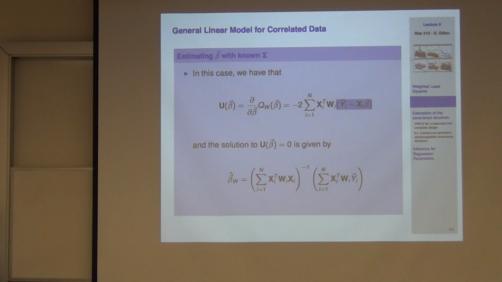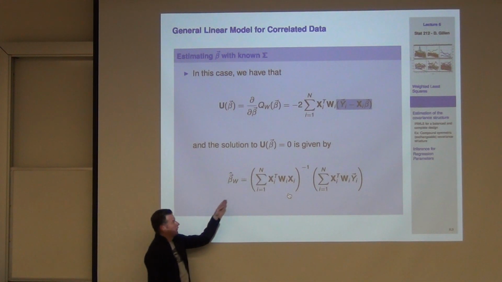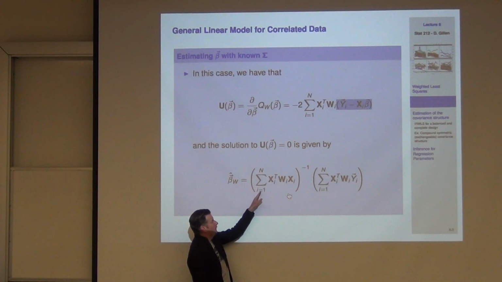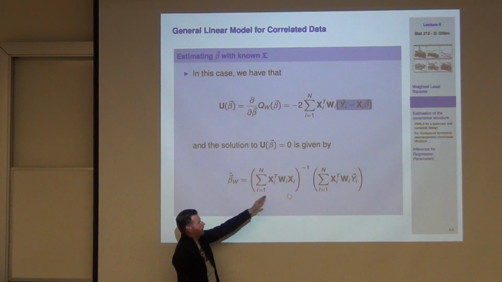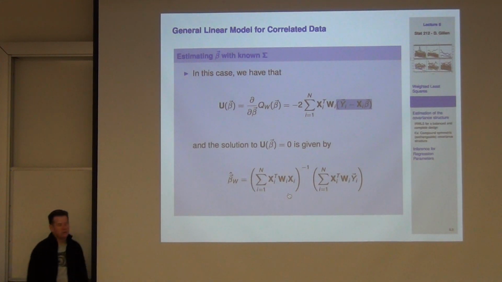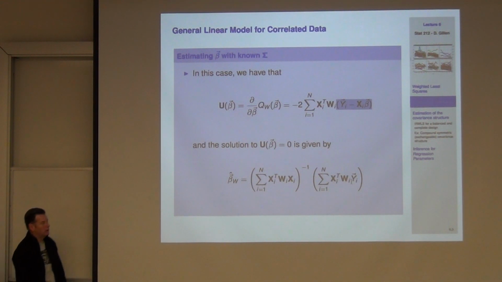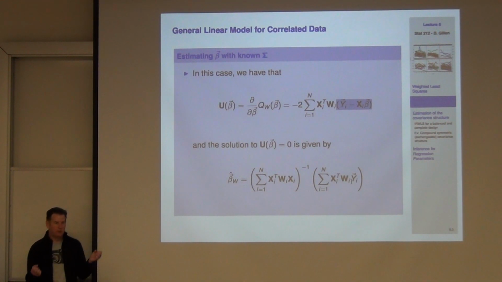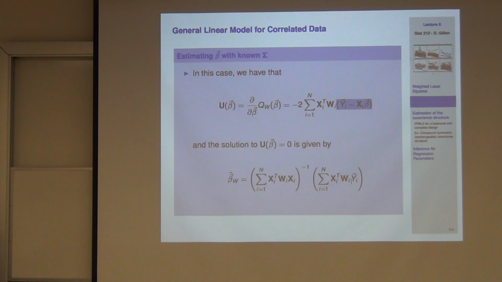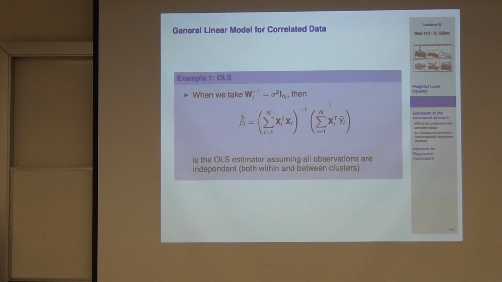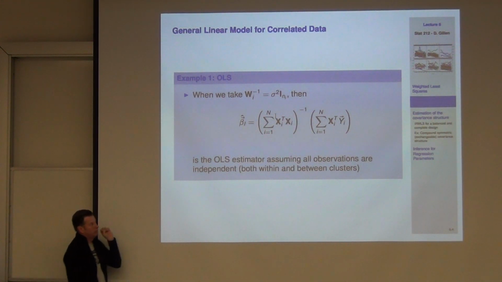Because now, in matrix form, since we're doing multivariate responses, it's going to look like the sum over independent sampling units of design matrix transpose times weight matrix times design matrix, inverse, times the sum of design matrix transpose times weight times yi. Looks familiar to everybody, right? It's just like good old weighted least squares back in the day.